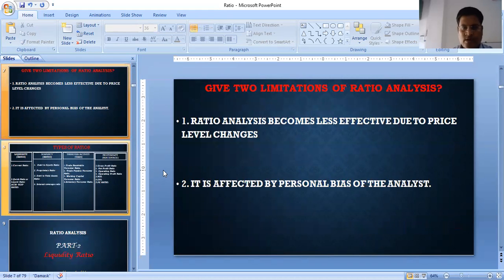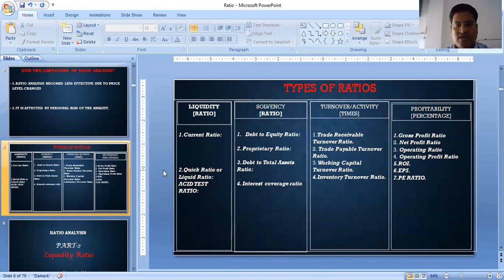Give two limitations of ratio analysis. Ratio analysis becomes less effective due to price level changes. It is affected by the personal bias of the analyst. So these are the limitations: personal bias, and it becomes less effective when the price level changes considerably.